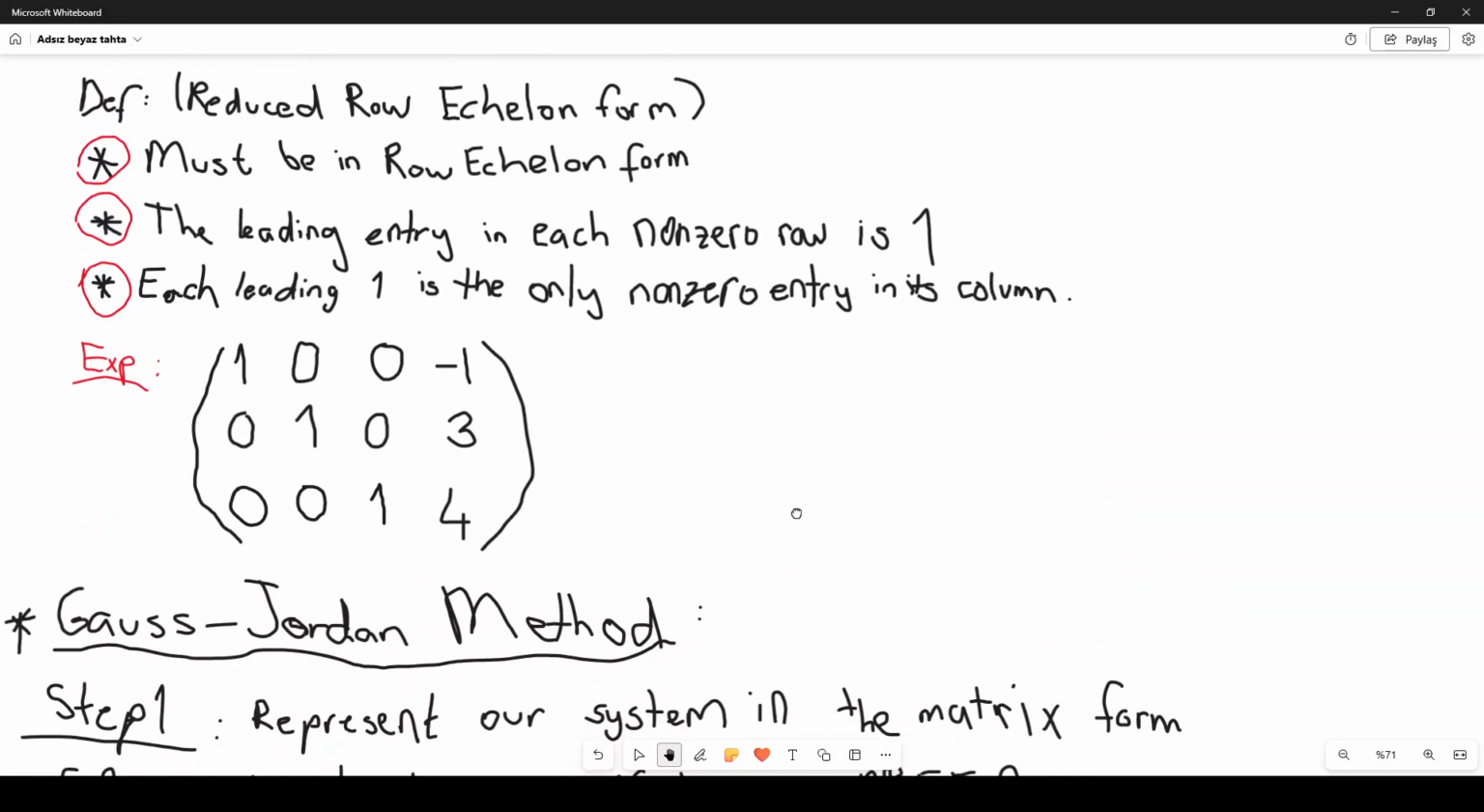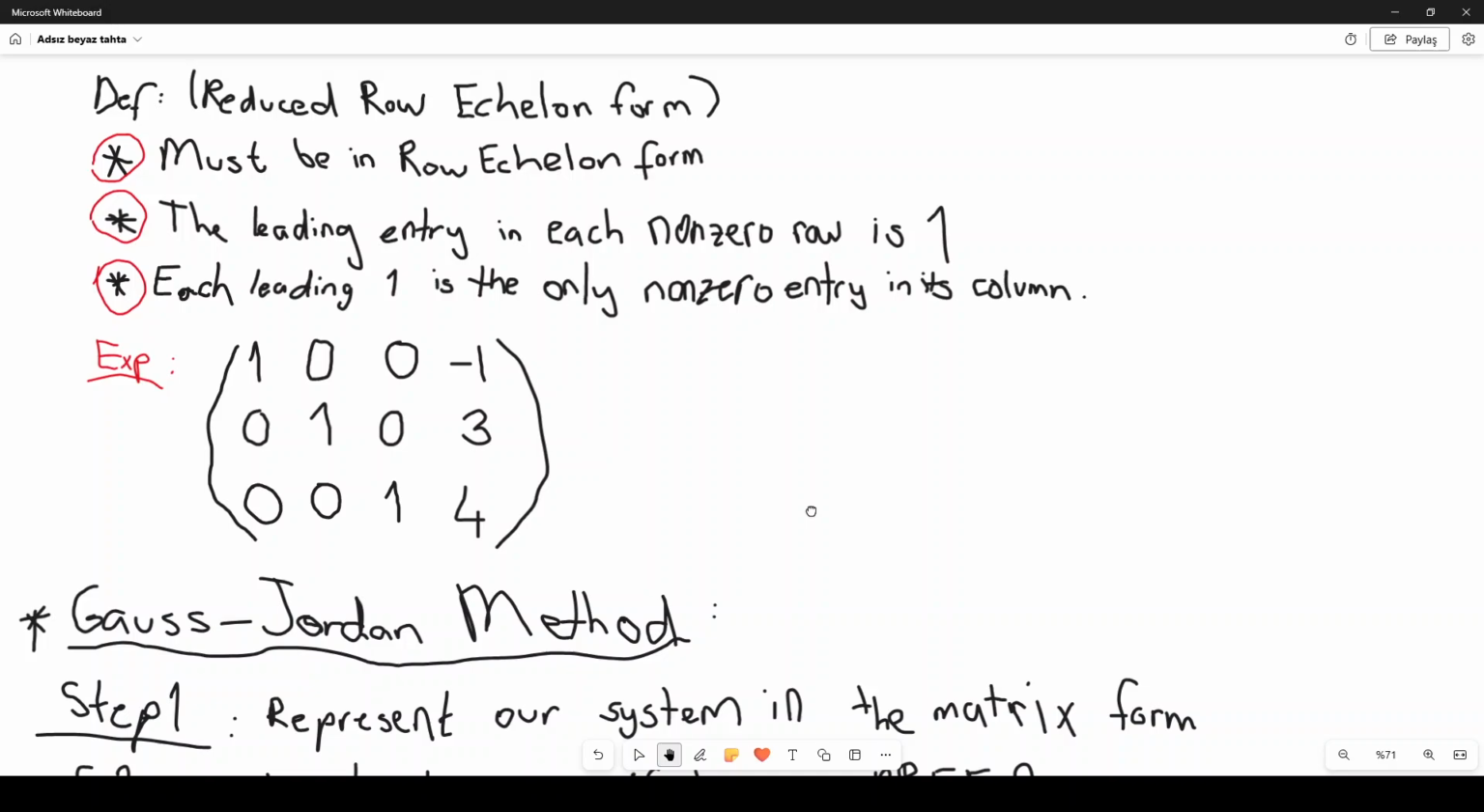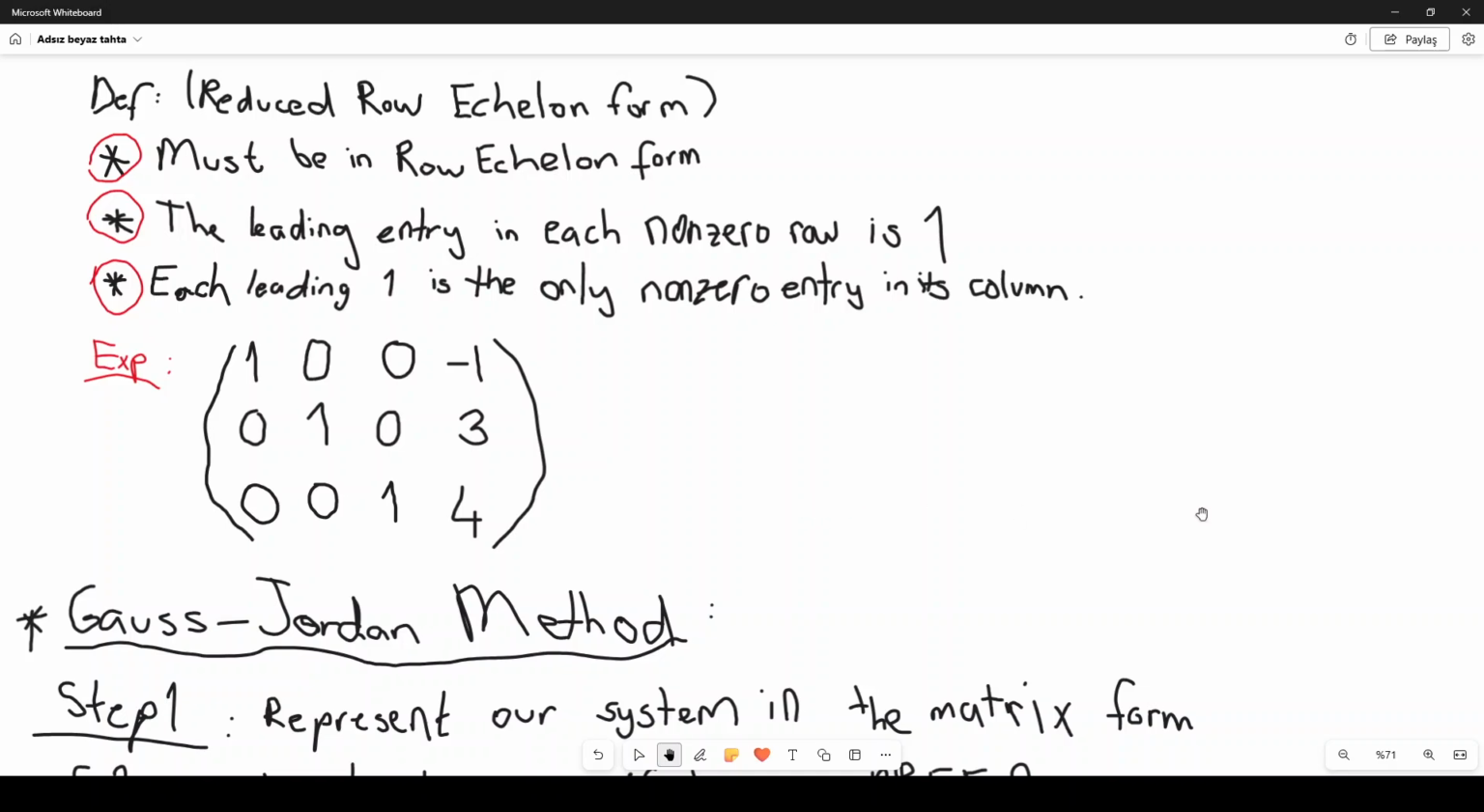Okay, here's the definition. As we all remember from the previous lectures, we know what a row echelon form is. So for a matrix to be in reduced row echelon form, which we can also simply write like this, RREF, we can use an abbreviation, right? REF is just row echelon form, and RREF is just reduced row echelon form. Okay, so it needs to be first in row echelon form.